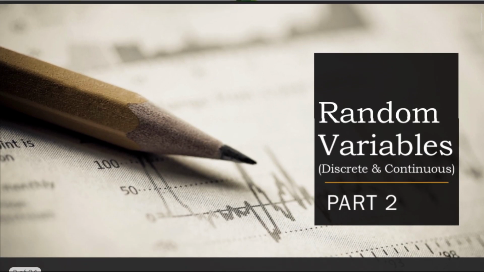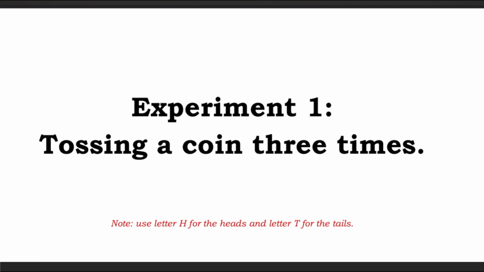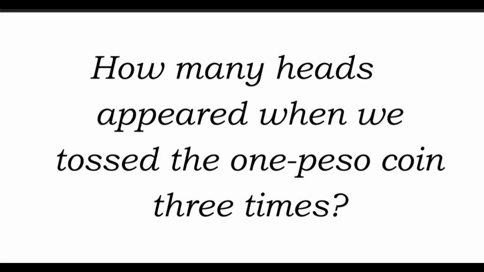For today's video, let's have part 2 of our lesson, Random Variables. Now, for our activity, let's have experiment number 1, tossing a coin 3 times. So let us toss a coin 3 times and use capital H for the heads and capital letter T for the tails. Now, the question is, how many heads appeared when we toss the 1 peso coin 3 times?